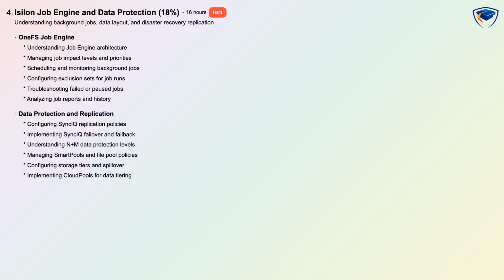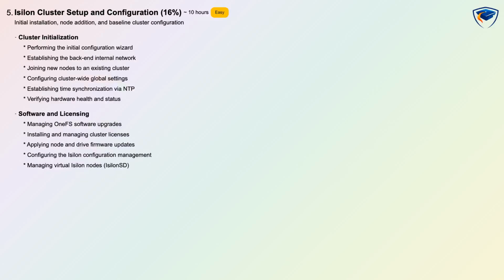and capacity management. ISIL Cluster Setup and Configuration is 16%, considered easy with 10 hours of recommended study, and tested by hands-on and conceptual questions that verify practical skills. You will perform the initial configuration wizard, establish the backend internal network, join new nodes to an existing cluster, and configure cluster-wide global settings including NTP for time synchronization and hardware health verification.